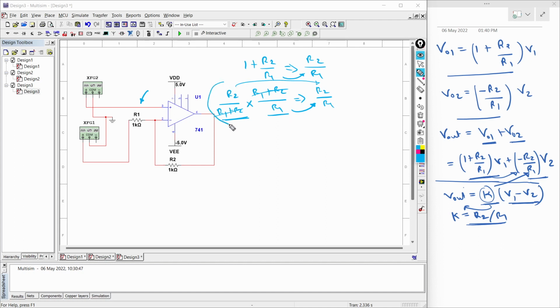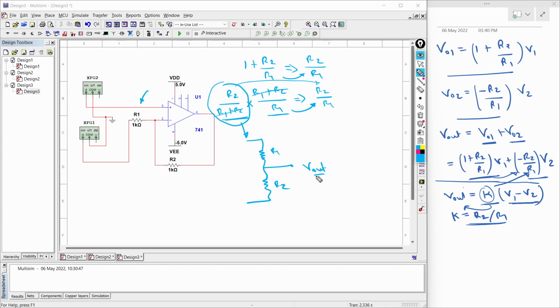So how do we achieve this gain of R2 by R1 plus R2? It is very simple. We need to prepare a voltage dividing circuit like this, where we have an R1 resistance, an R2 resistance, and at this point we are checking our output.